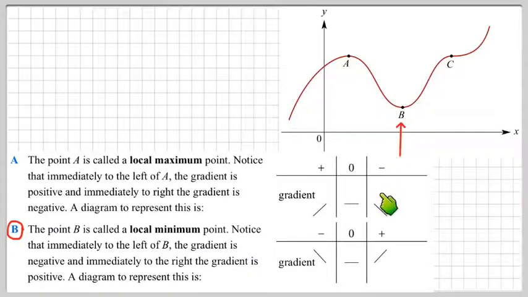And again, we can draw this gradient profile diagram here, where we've got a negative gradient to the left, 0 gradient on the stationary point, and positive gradient to the right of the stationary point, respectively for a local minimum.